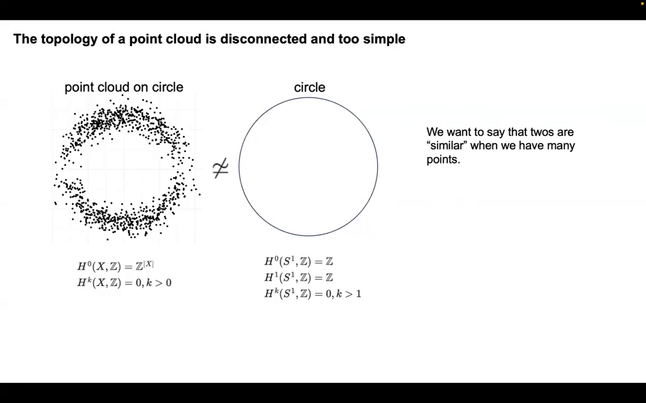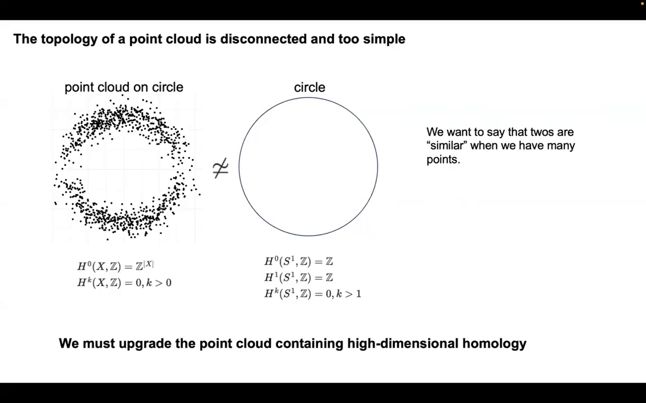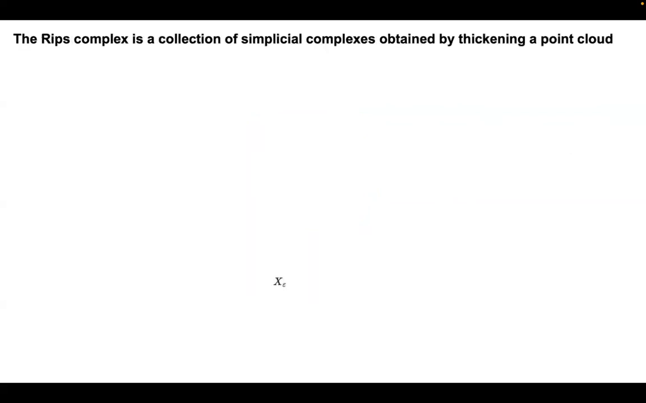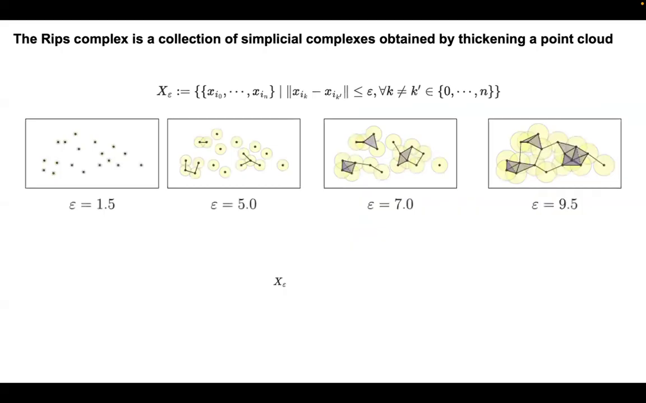Yeah, this is not regarded as the same. So we must upgrade the point cloud to contain high dimensional homology. The mathematicians invented a way to tackle it. This is called the Rips complex. Let me give some examples.